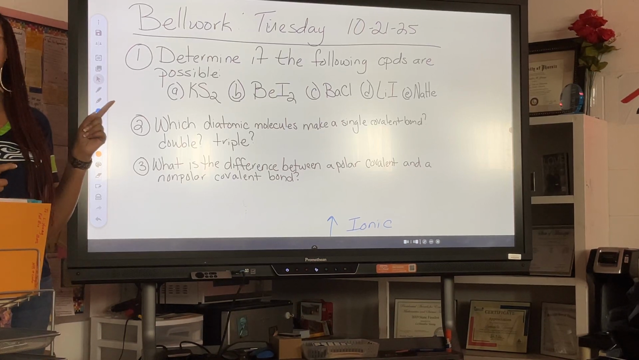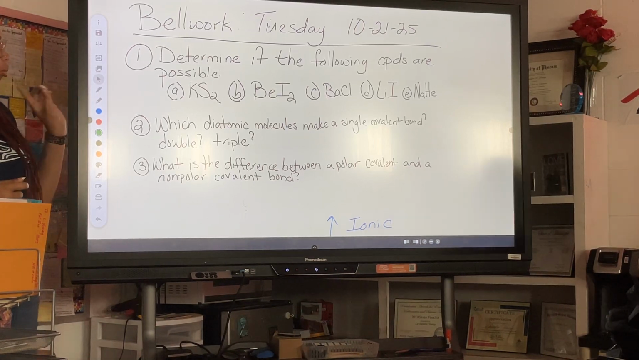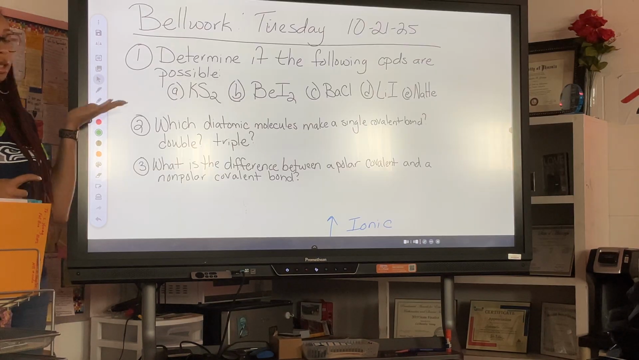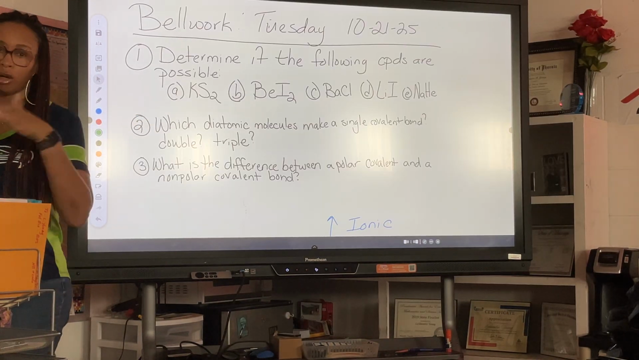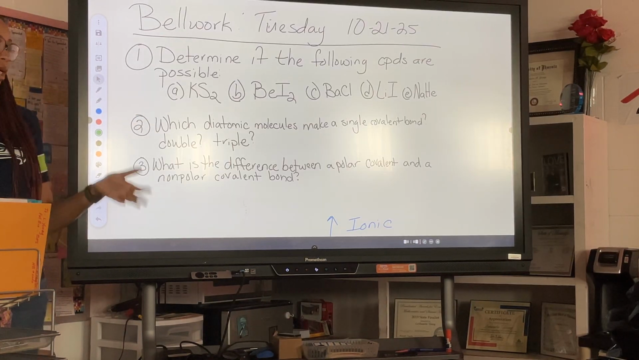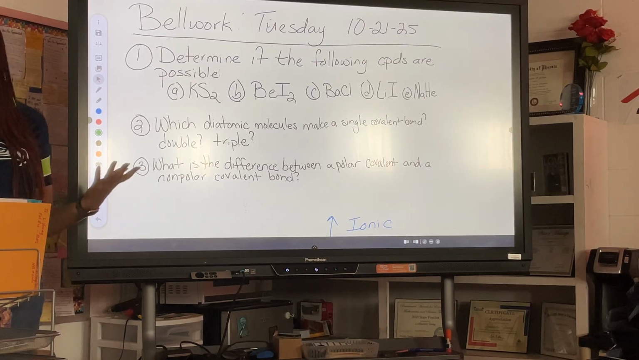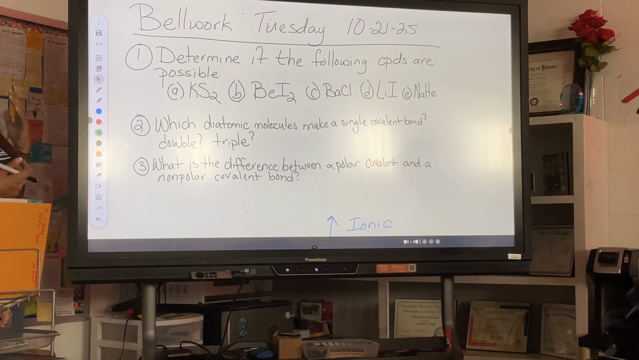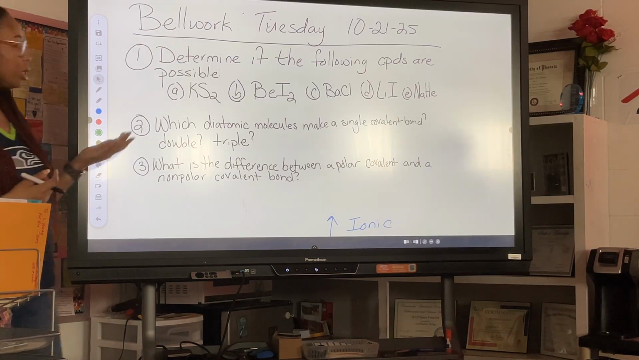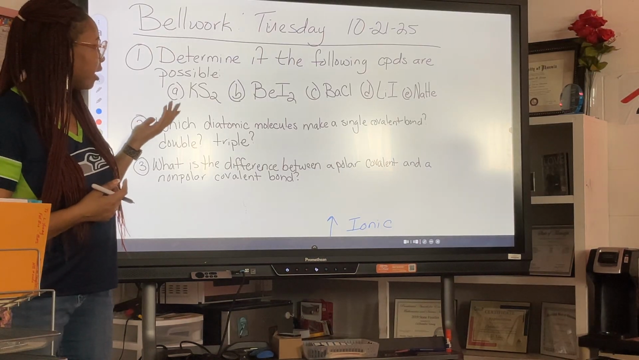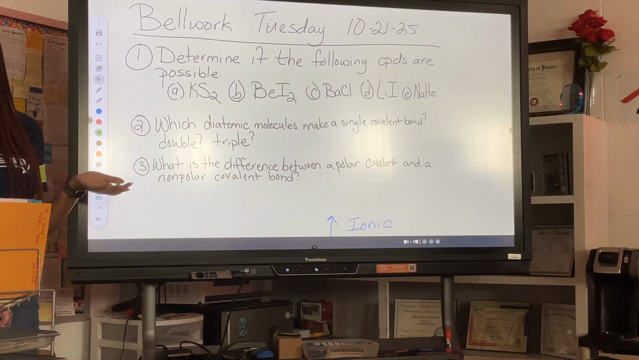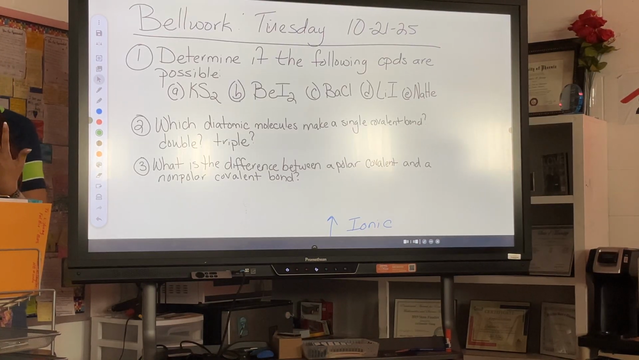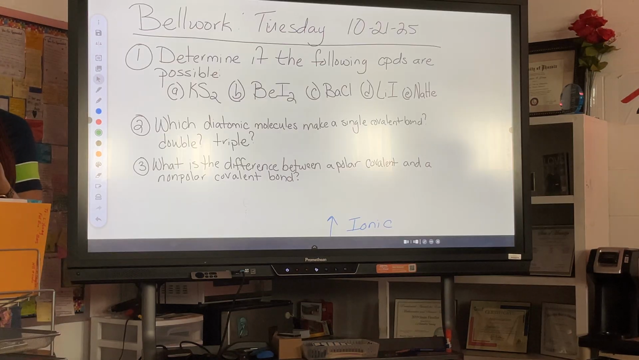So let's go over the bell work. Now we're looking into evaluating things, right? So far we've been synthesizing. I tell you what the elements are, you create, you write the formula, so you've been synthesizing. Now we're doing evaluation. We're gonna look at these 5 different compounds. You're gonna tell if they're possible. If they are not possible, you're gonna tell me what it should be, okay?